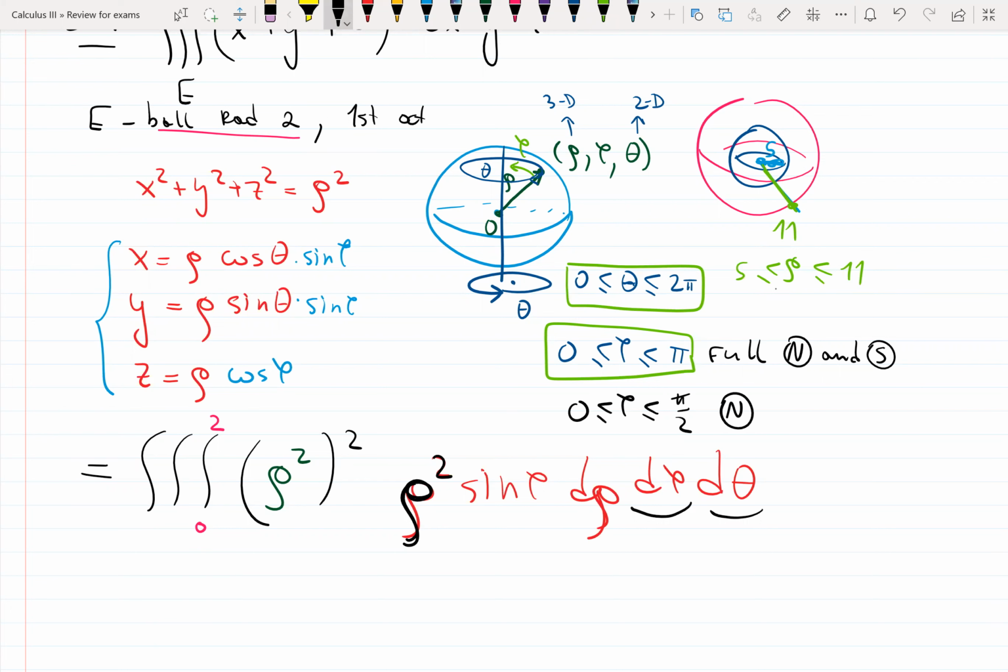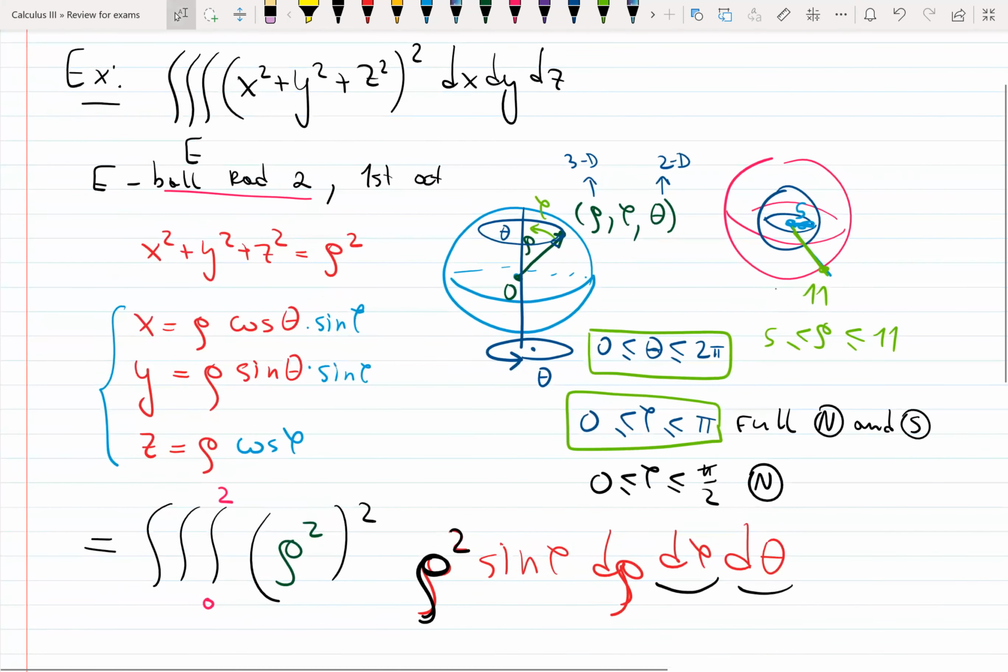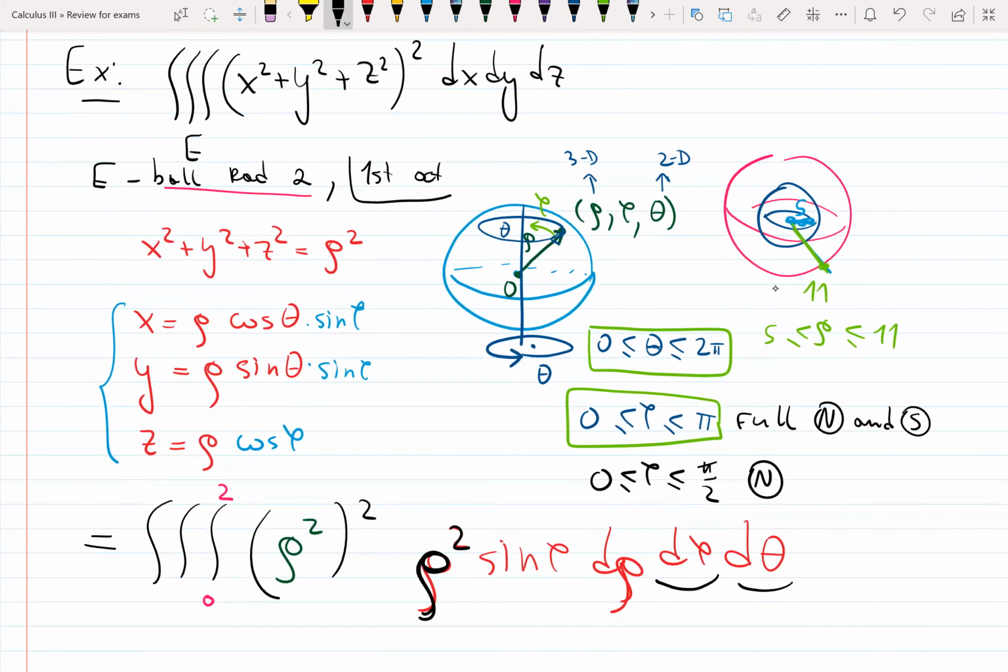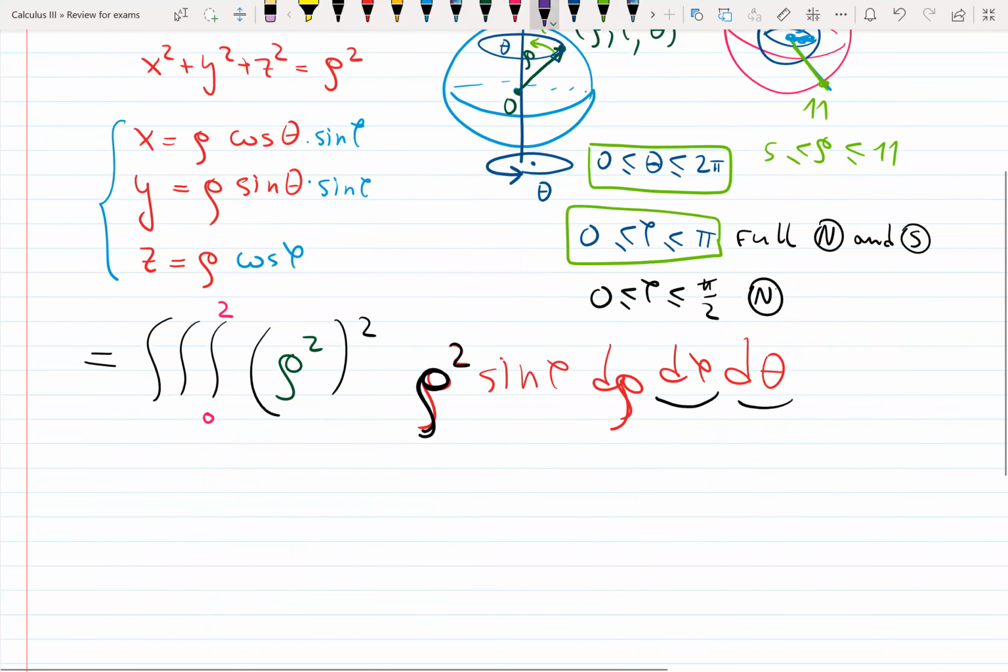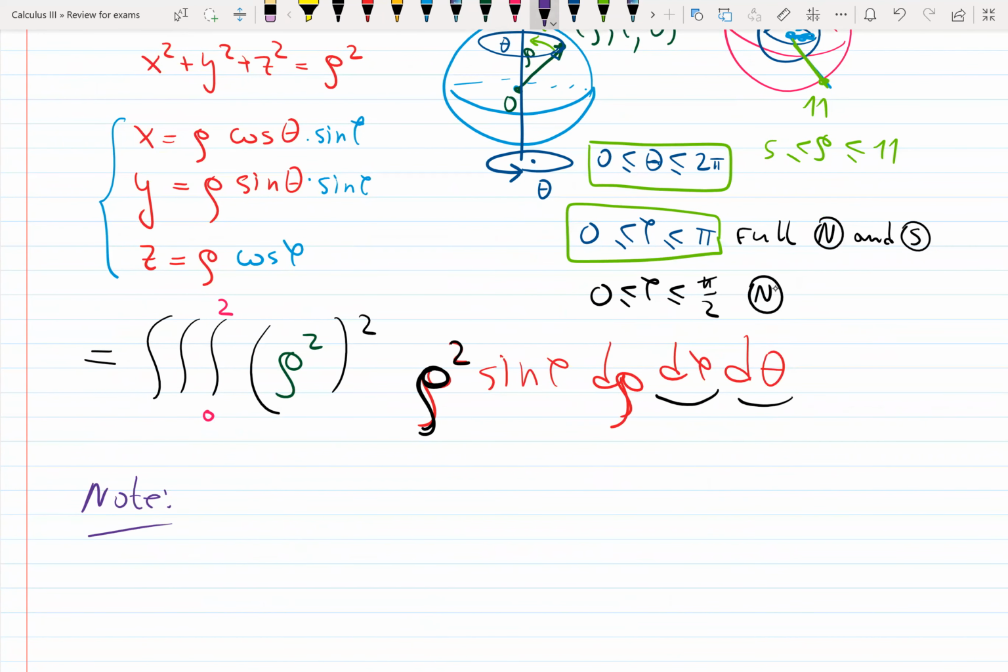And then first octant means something. Radius is still fine, but first octant restricts the angle. So if you remember, first octant is where all three are positive. Let me make a note. First octant is phi should be positive. First, not just positive.